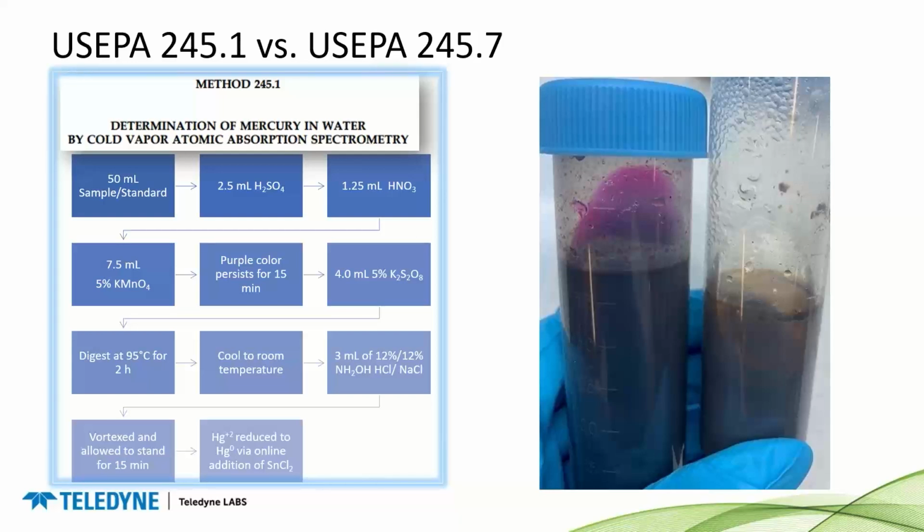You'll allow them to cool to room temperature, and then you'll reduce any of that excess permanganate by adding your hydroxylamine hydrochloride. Then you'll vortex your tubes and allow them to stand for 15 minutes. Generally, that last step produces a lot of bubbles, so vortexing just allows your samples to get rid of all that extra gas. And then you'll reduce the mercury. That's your final step.